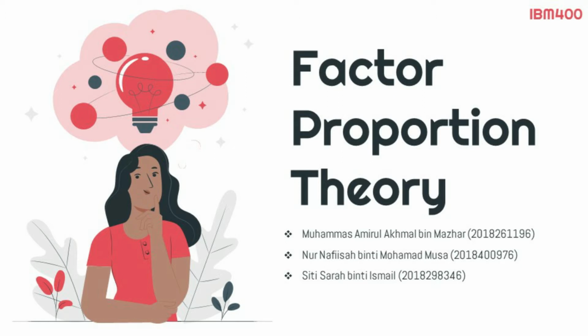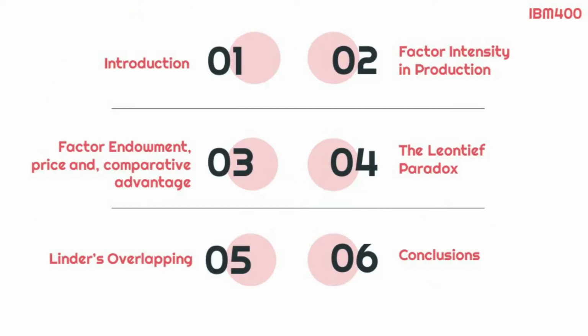Our group will be presenting about the factor proportion theory. Other participants for this presentation are Nona Fisah binti Muhammad Musa and Muhammad Almirul Akmal bin Mazhar. The presentation is divided into 6 parts, namely the introduction, factor intensity in production, factor endowment, price and comparative advantage, the Leontief paradox, Linde's overlapping, and conclusion.